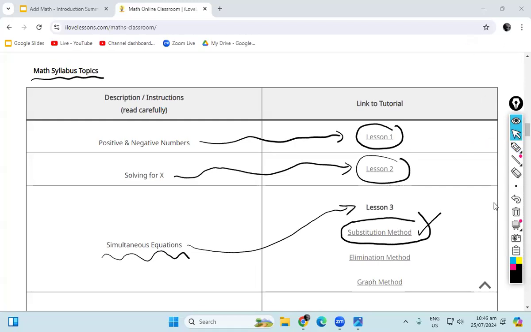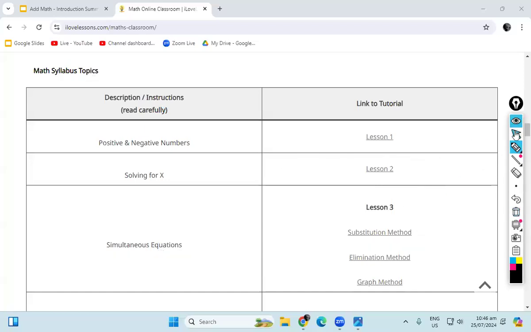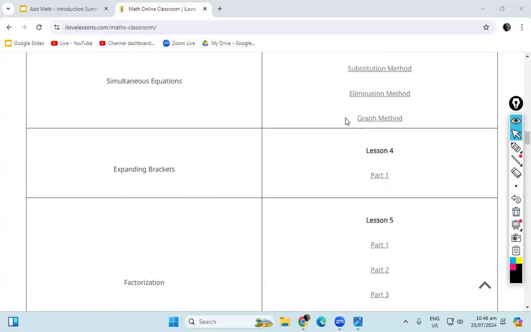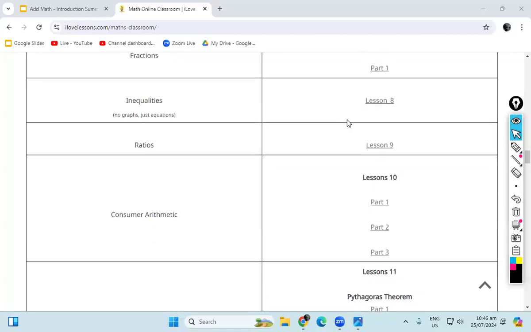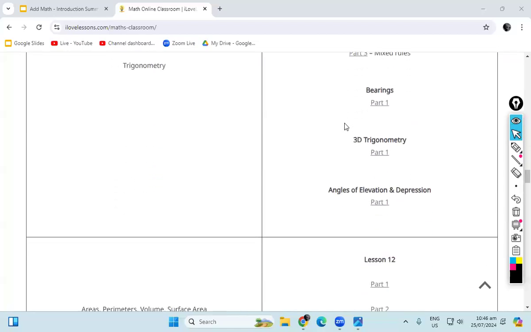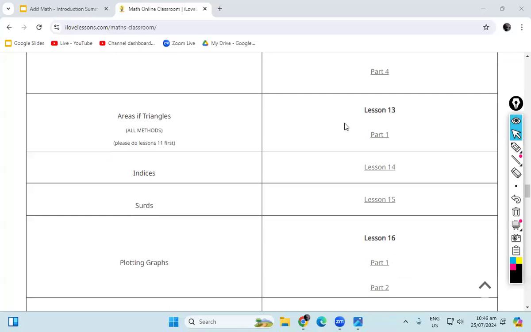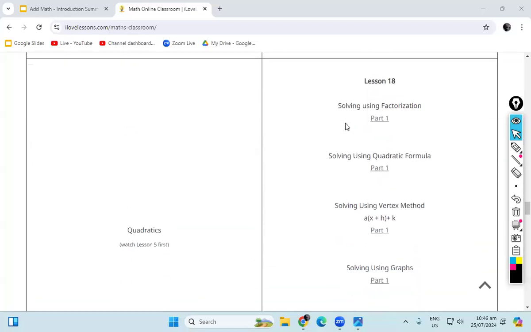And how many of you think you need more practice on quadratics? So in the maths classroom, my advice is to go through lesson 1, 2, and substitution method in lesson 3 in detail. And if you want more practice on quadratics, let's look for quadratics. I'm scrolling down until I find quadratics. Everything laid out for you guys here, every single topic in maths. So quadratics, oh, look, quadratics here, guys. Quadratics is lesson 18.